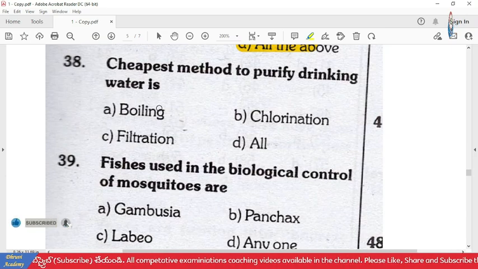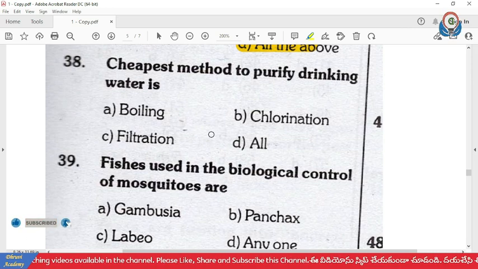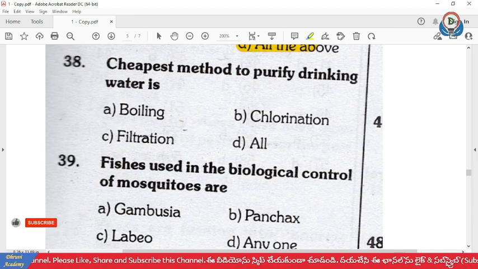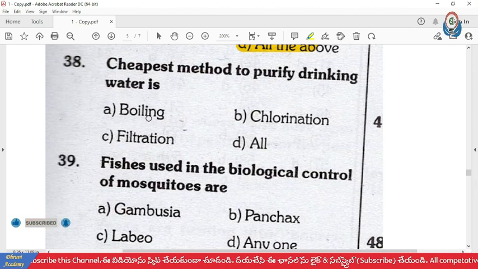Next, cheapest method to purify drinking water: is it A, boiling, B, chlorination, C, filtration, or D, all? Which is the correct answer? They are asking about the cheapest method to purify water. We filter water, and that is also a cheapest method, and we boil water, that is also a cheapest method.